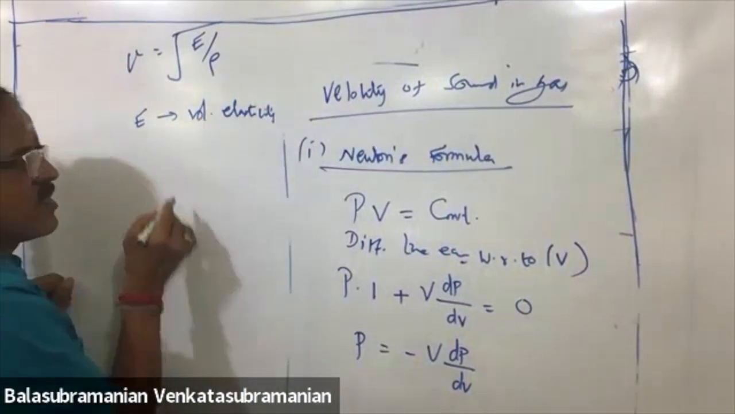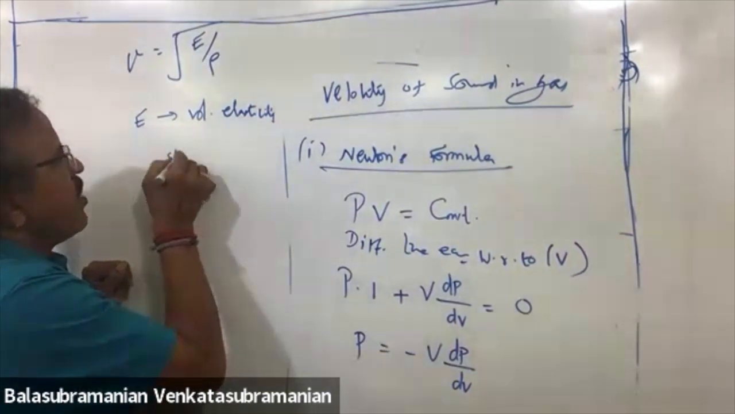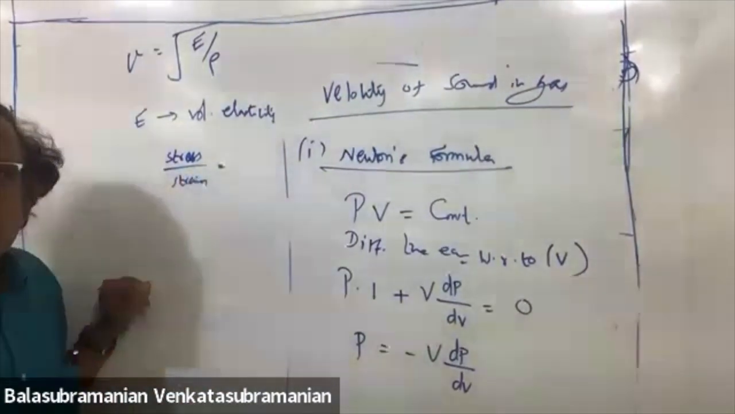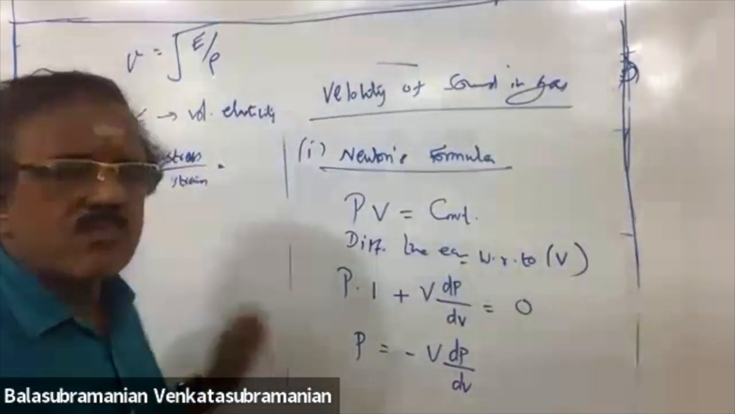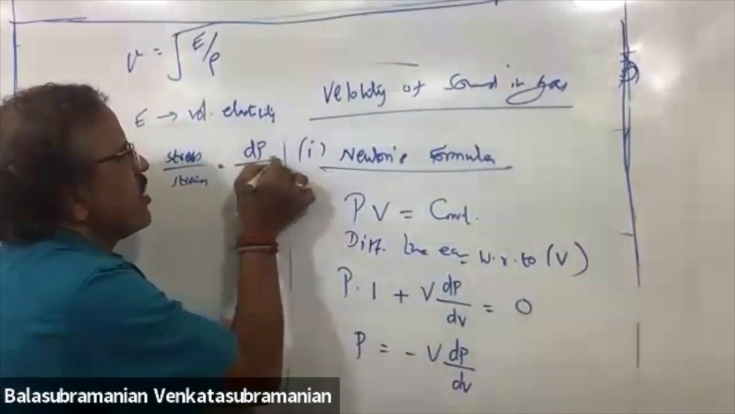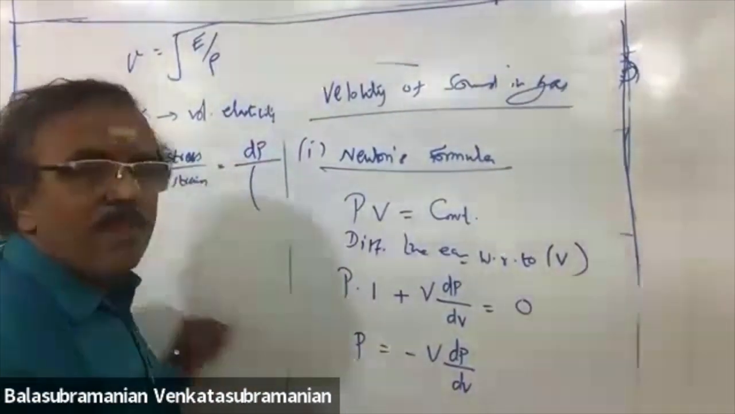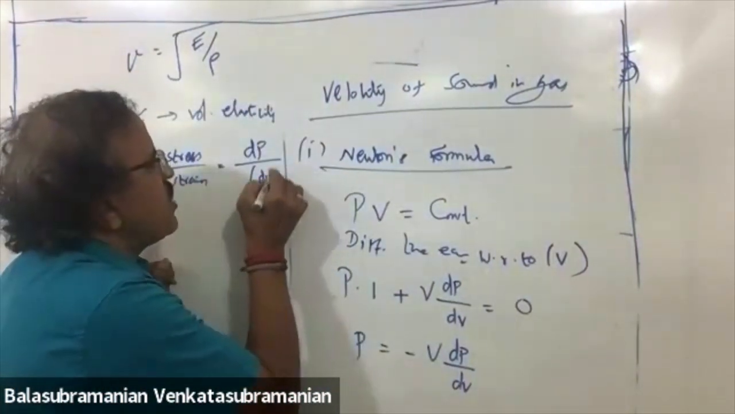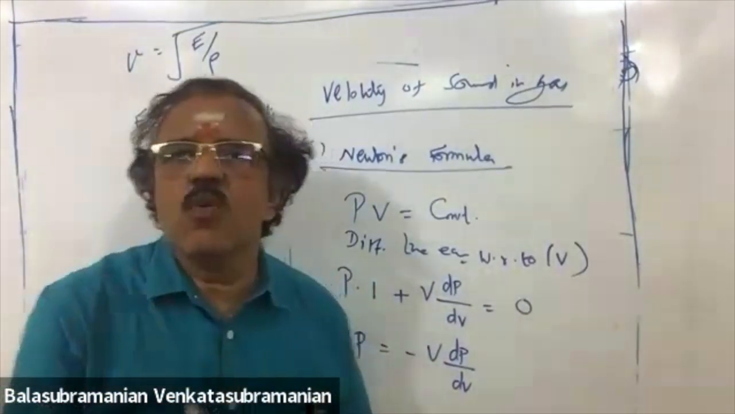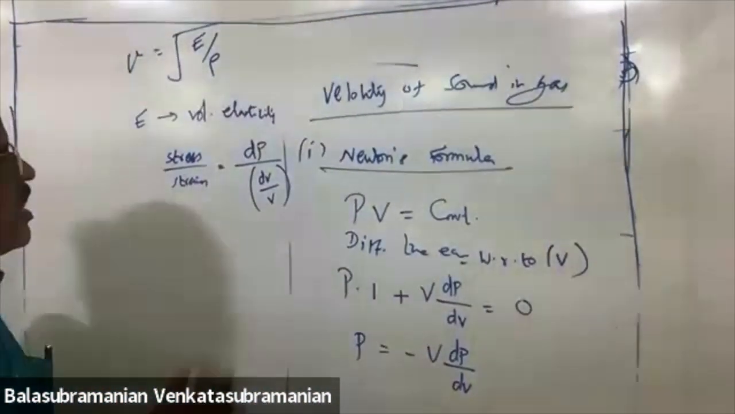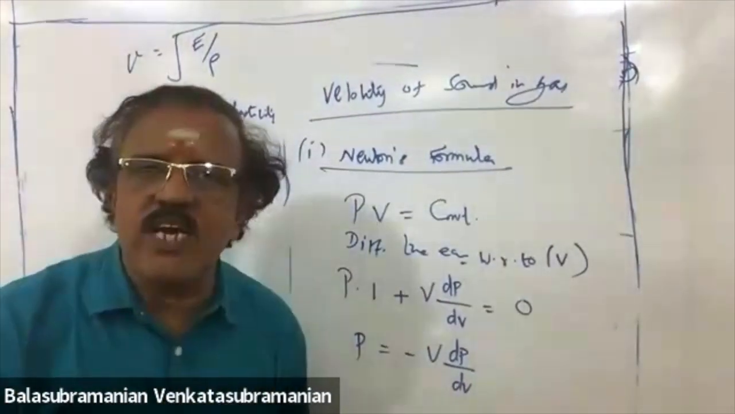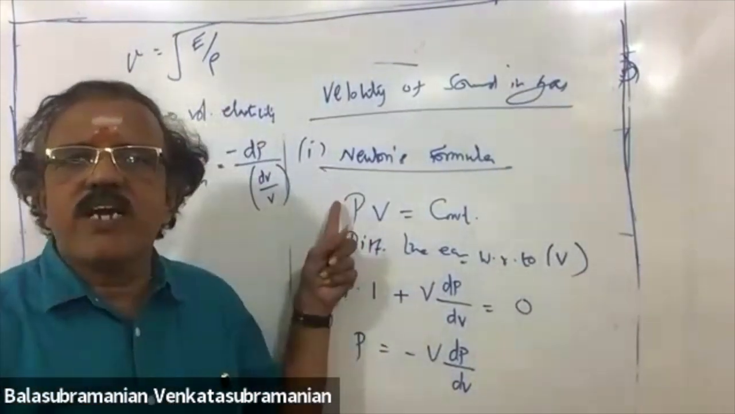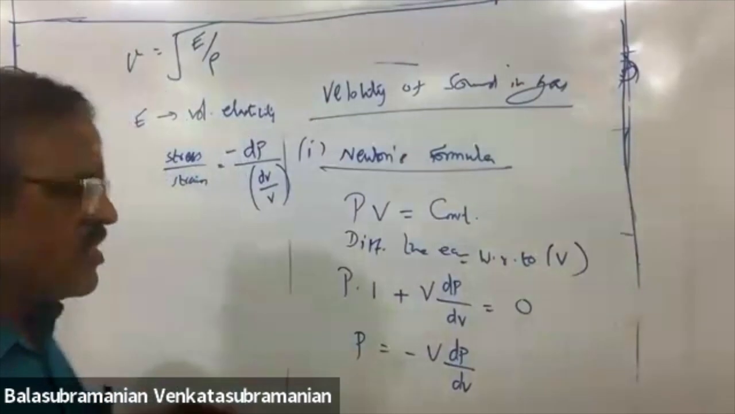What is the meaning? Stress by strain is a constant. Stress means pressure, change in pressure, divided by strain, bulk strain, change in volume by original volume. Here we put a negative sign. Why negative sign? When pressure increases, volume decreases, provided temperature is a constant. That concept we are using.